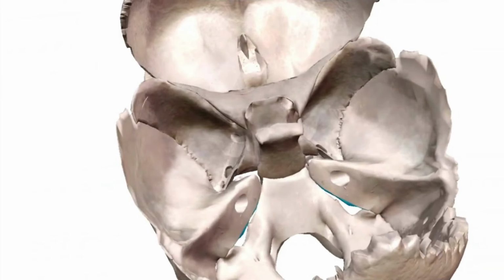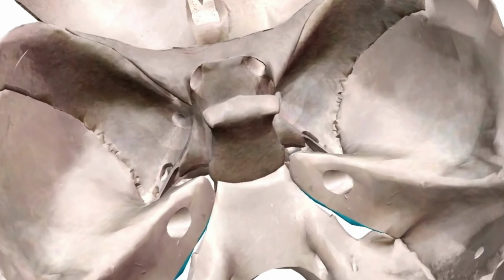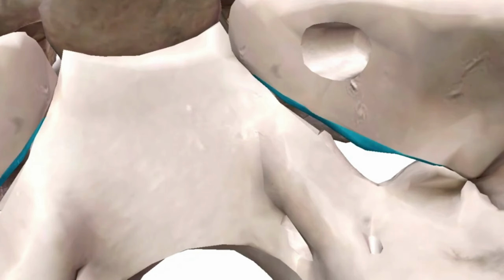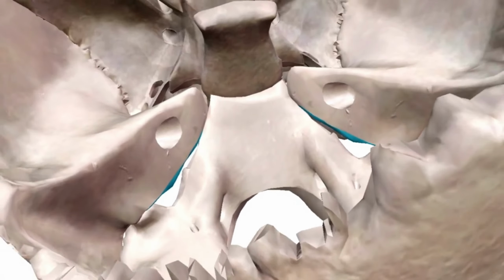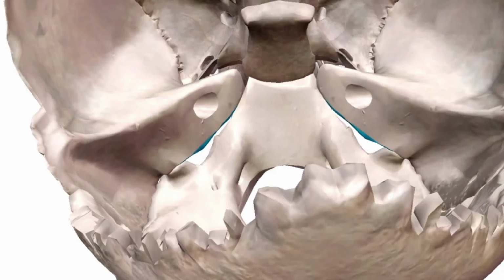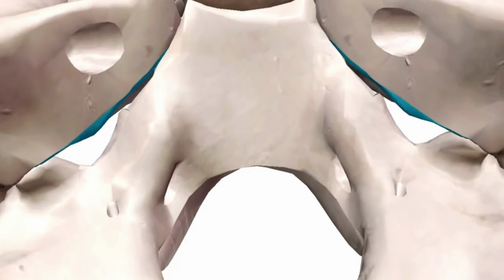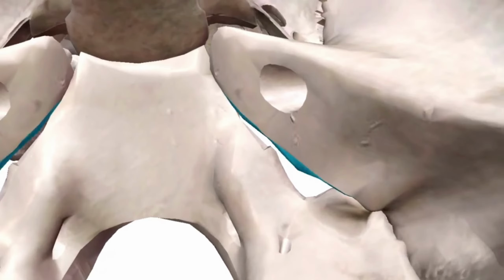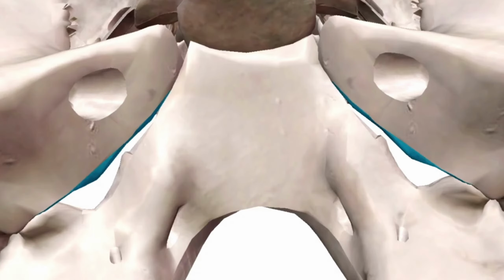How about here? Right down in here, I'll zoom in on the right side. This foramen here. Jugular foramen. Okay? What cranial nerves pass through the jugular foramen? Yes, cranial nerve number 9, number 10, and number 11. Those cranial nerves all pass through the jugular foramen.